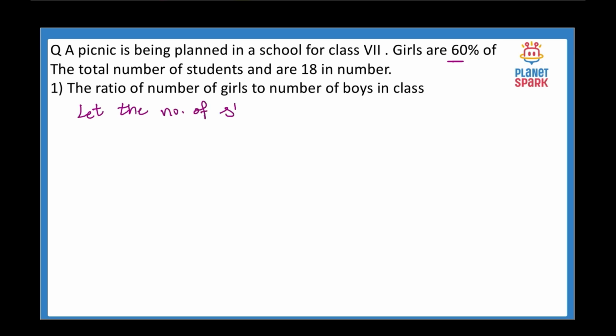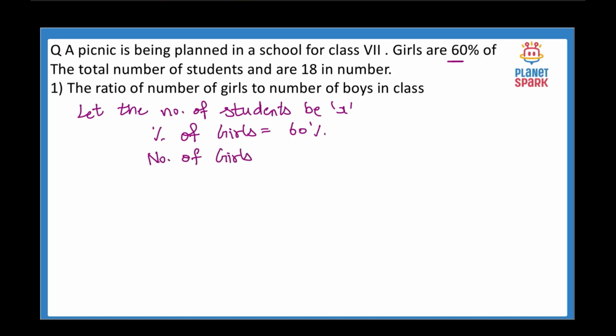Now, the total number of students we don't know. So, let the total number of students be x. Since the total number of students is x, we are given that the percentage of girls is 60%. Also, we are given that the number of girls is 18. We are given the number of girls in percentage terms as well as in number. That means the number of girls, which is 18, is equal to 60% of the total number of students. The total number of students is x, so 60% of x is equal to 18.